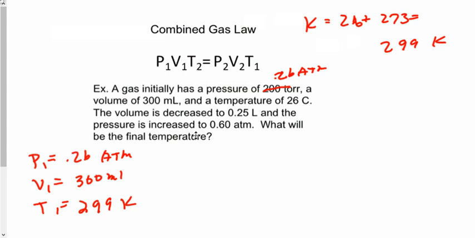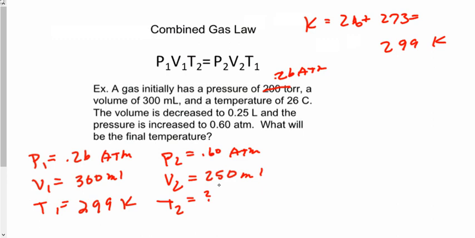Okay, so there we go. The volume is decreased to 0.25 liters. They're trying to be a little tricky here. That is the same as 250 milliliters. I'm not falling for that trick. And the pressure is decreased to 0.60 atmospheres. I already changed that one for you. You don't need to worry about that conversion right now. What will the final temperature be? So T2 is now going to be my question mark.